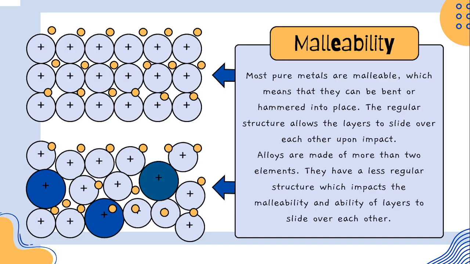Alloys are made of more than one element. They have a less regular structure, which affects the ability of layers to slide over each other on impact. So metals are malleable, that is, they are easily bent or hammered into shape.